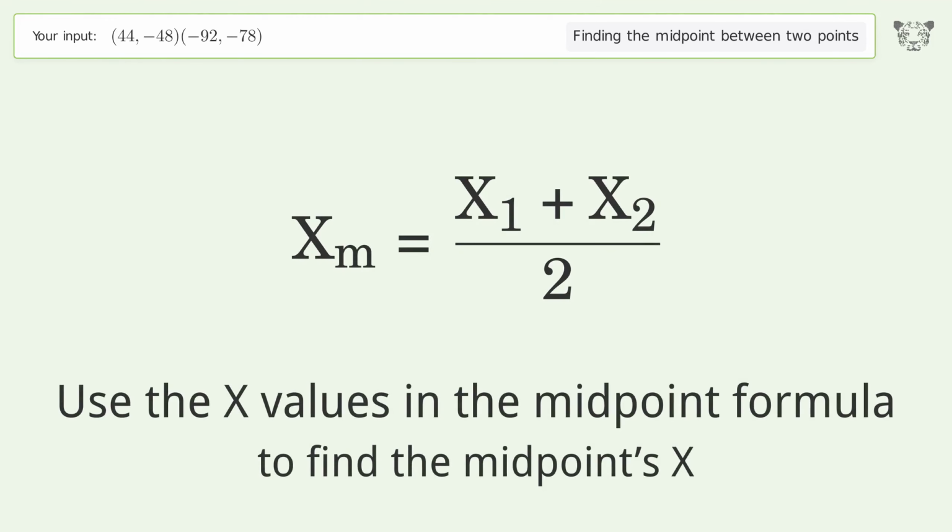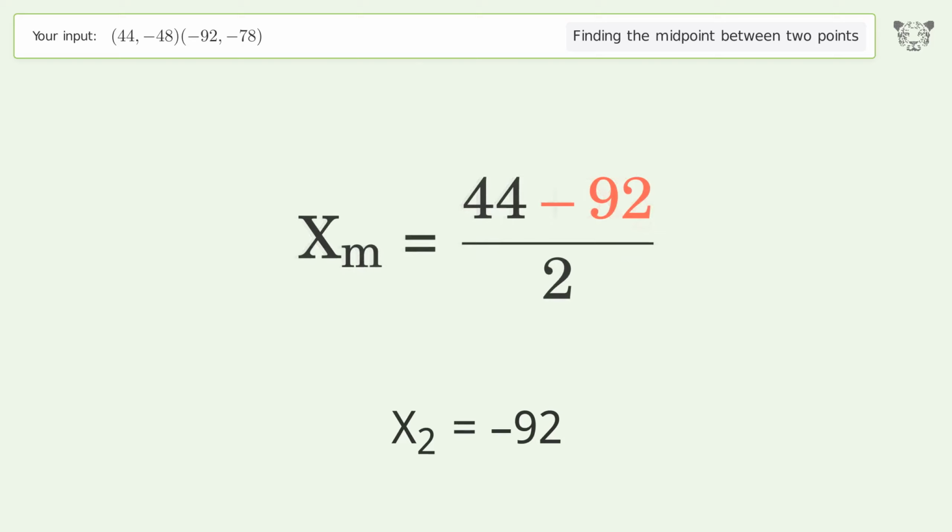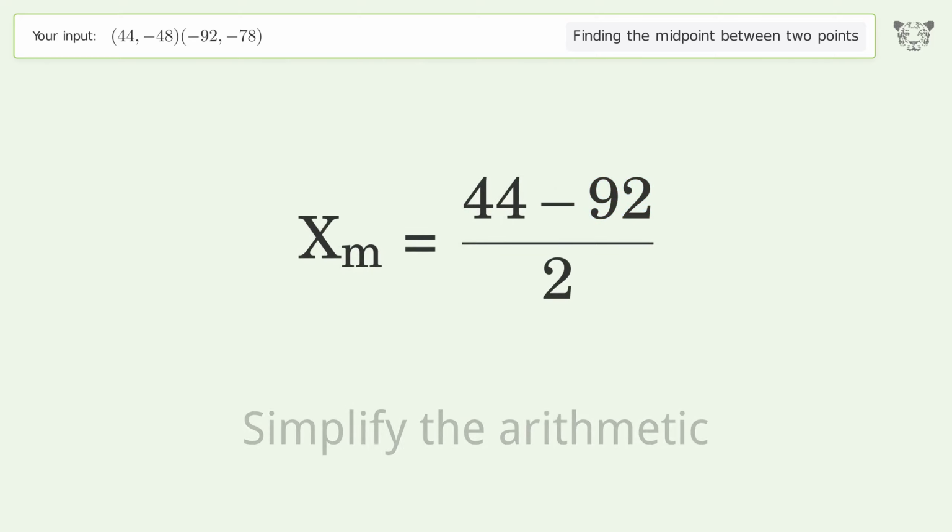Use the x values in the midpoint formula to find the midpoint's x. x1 equals 44. x2 equals -92. Simplify the arithmetic.